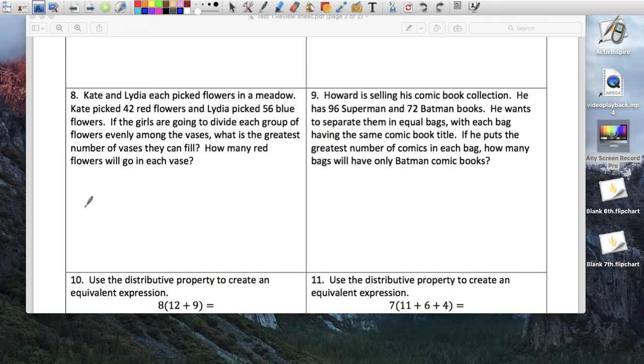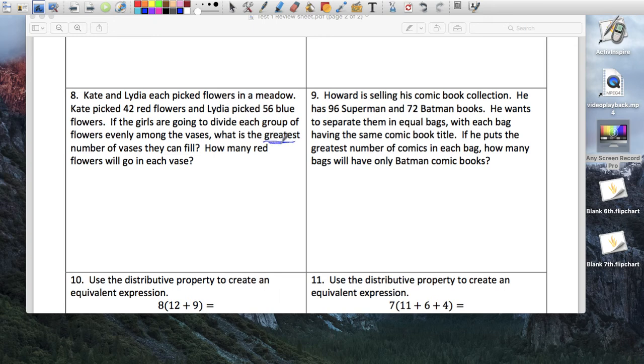So here's a vase, right? And you want to put some red flowers in here. And you want to put some blue flowers to make it pretty. Okay, and then you're going to take another vase, do the same. Some red flowers in here, some blue flowers in here. So we want to make the greatest number of vases. What's the biggest number of vases that we can do so that every vase has the same amount of red, same amount of blue? Let's figure that out.